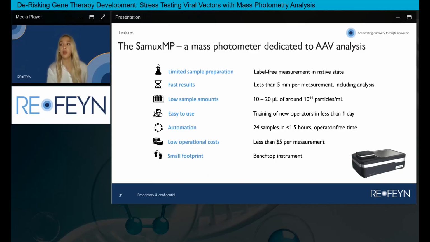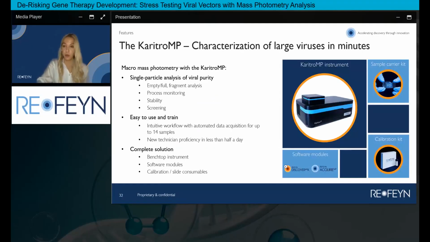They do require very expensive reagents. In this case, that problem is solved by having a solution that is less than $5 per measurement, and its benchtop instrument does not require lots of space. It is fully optimized for the lab, and it has a small footprint. So Characterise is the second instrument for the characterization of large viruses, including lentiviral vectors and adenoviruses.